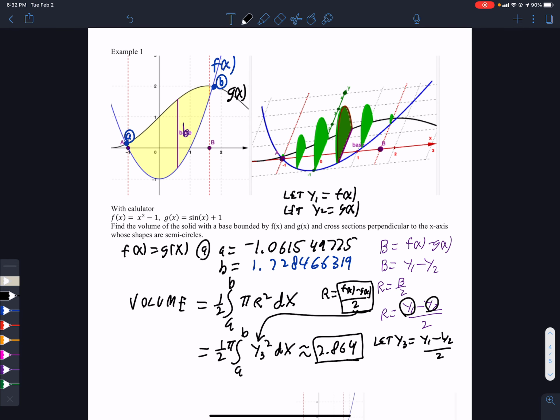So there is my first example. I'm going to do one more example. The second one, I believe, is no calculator, or is it with calculator? It's no calculator, I think. Yeah, let's do no calculator.